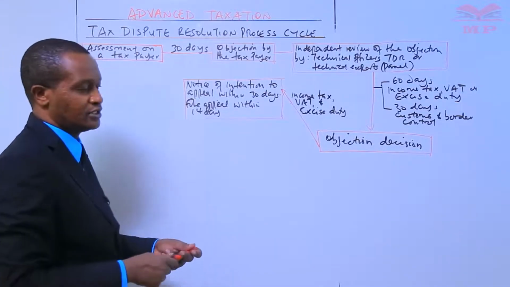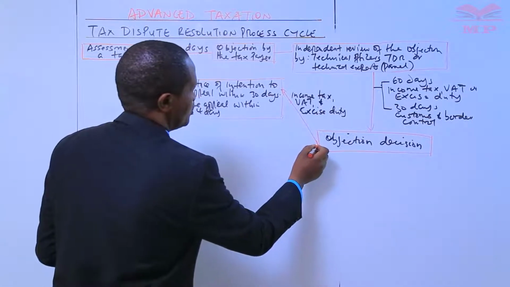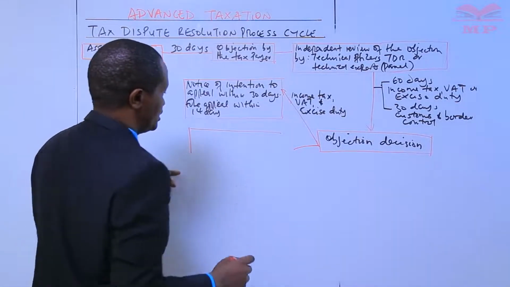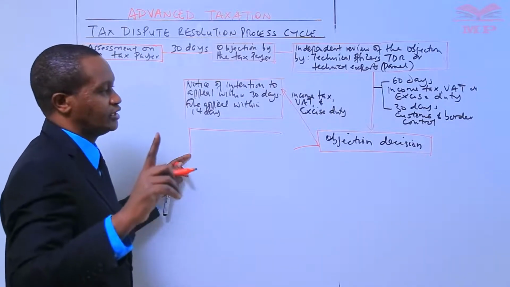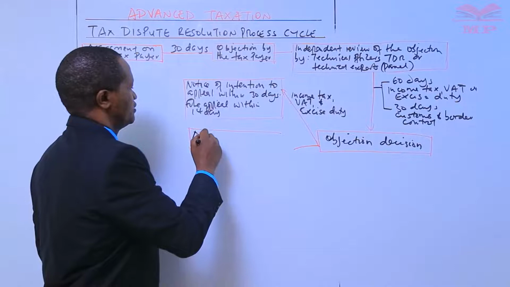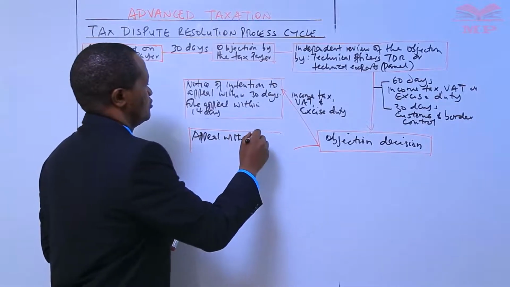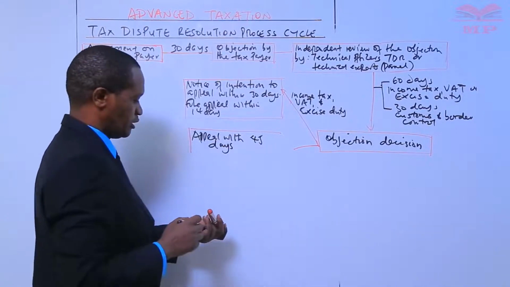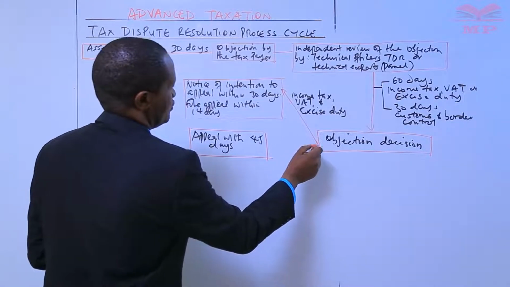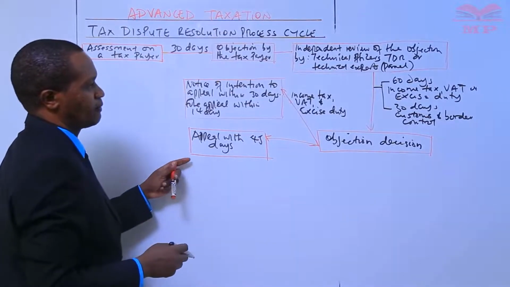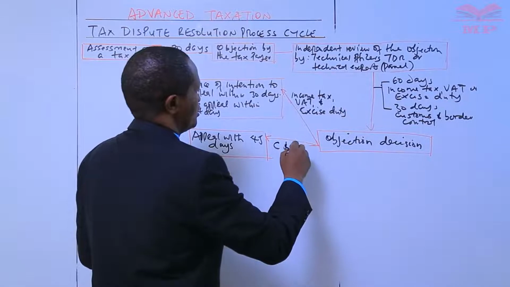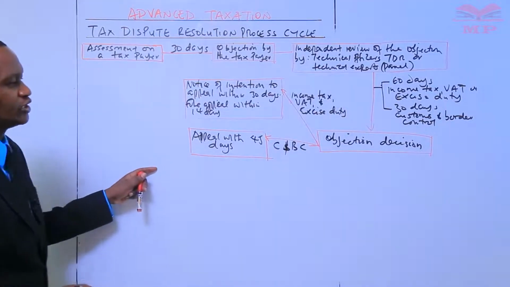But if it's a matter concerning customs and border control, then that's a different matter, which, candidates, the taxpayer will be required to appeal within 45 days. That is customs and border control.